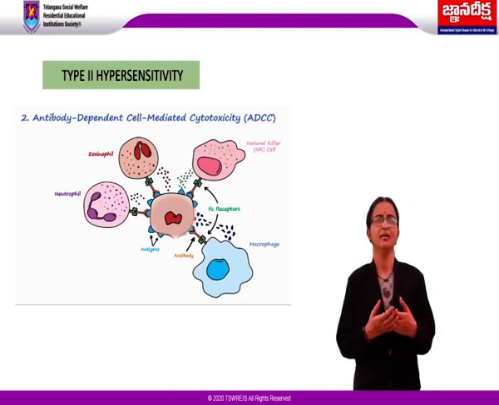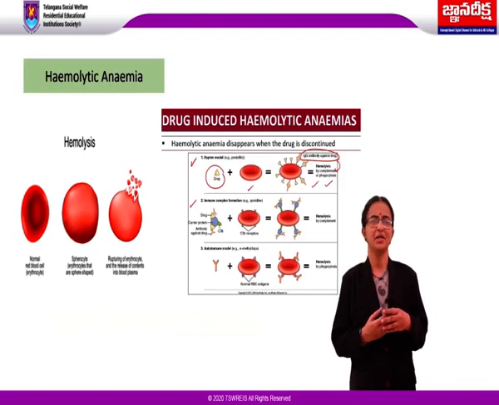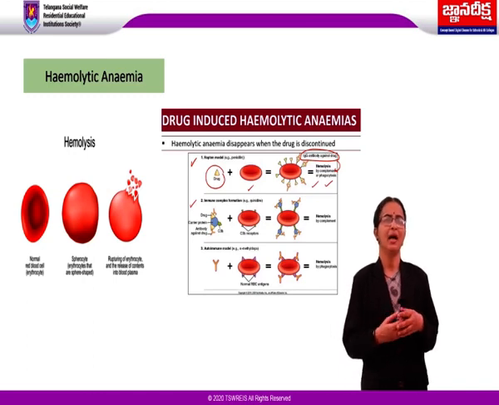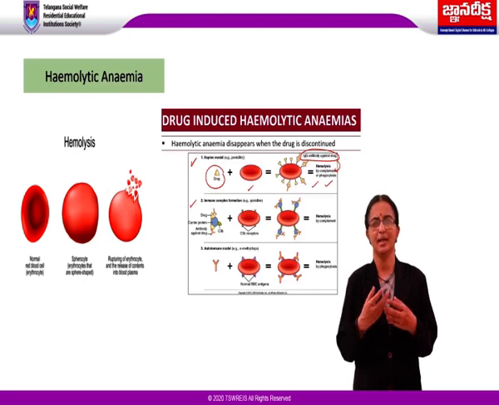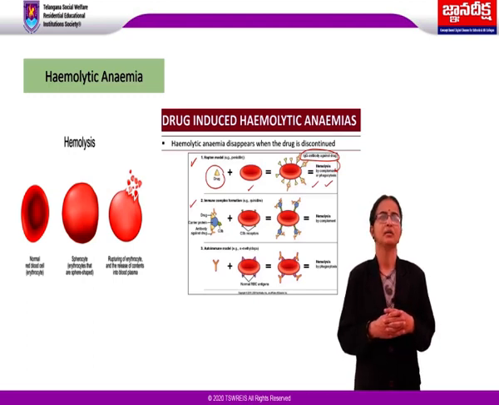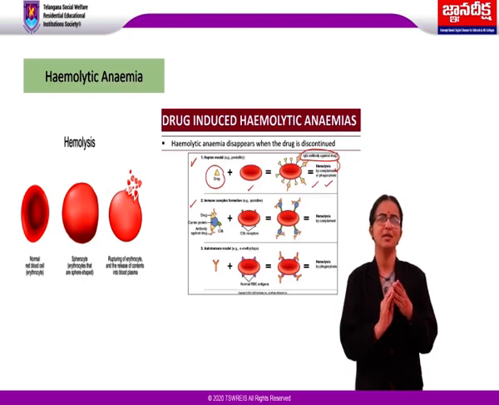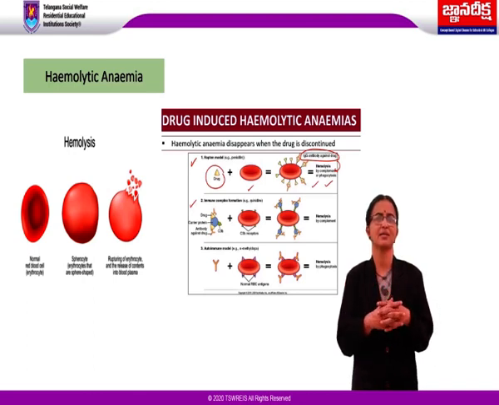Hemo refers to blood. Lysis is breakdown of blood cells. This is the reduction in the number of red blood cells by lysis. It may occur in the presence of a drug and becomes normal after the removal of the drug. The drug binds to the red blood cells and antibodies are formed against the drug, which activates the complement and causes the lysis of the red blood cells.